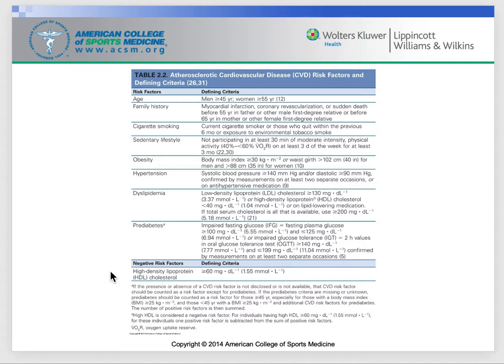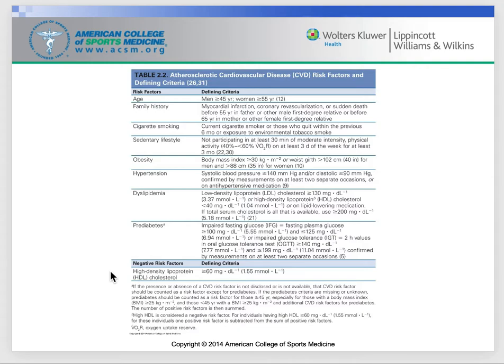Cigarette smoking: if they've not quit, or if it's not been more than 6 months, they are still a current smoker. Sedentary lifestyle, I think that's the one you all know how to define, right? So not participating in 30 minutes of moderate activity at least 3 days a week would be classified as sedentary. So 80-90% of our society would be classified as sedentary. Obesity is a BMI greater than 30. Take a look also at the waist circumference: men greater than 40 inches, women greater than 35 inches.